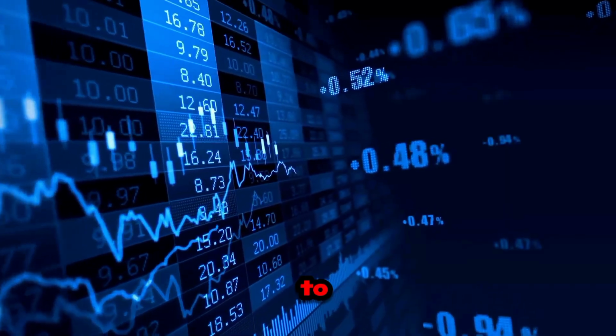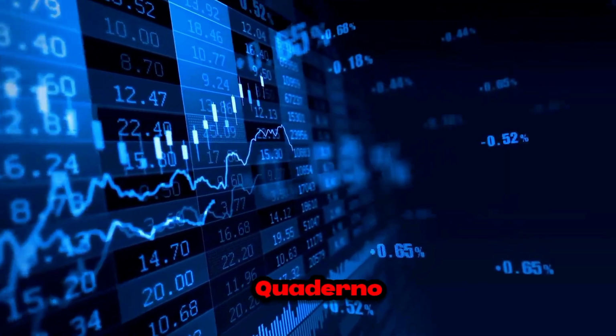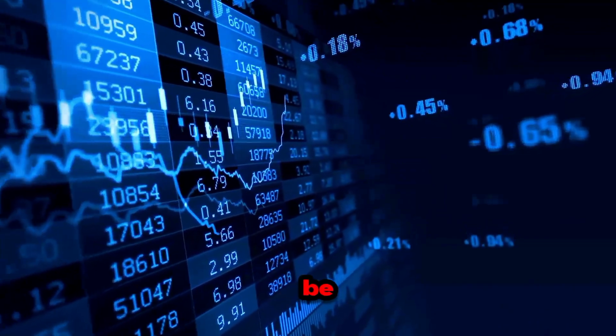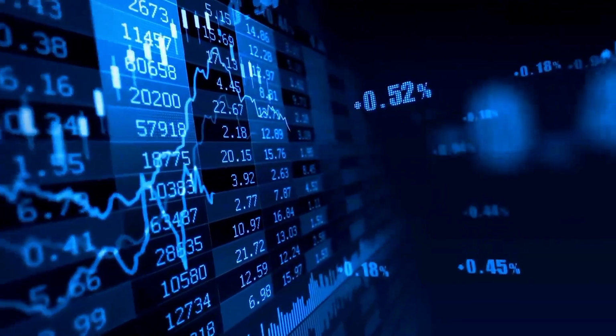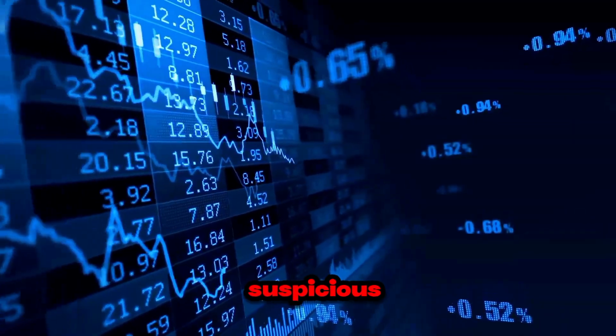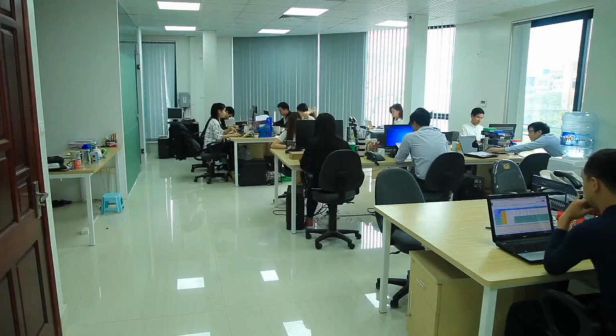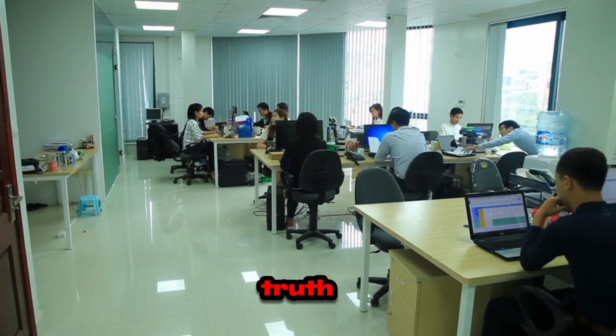If a merchant tried to hide a loss, the Quaderno wouldn't balance. If the Quaderno didn't balance, the error could be traced back to the Giornale. If the Giornale looked suspicious, the merchant could demand to see the original raw data in the Memoriale. It was a system of truth.